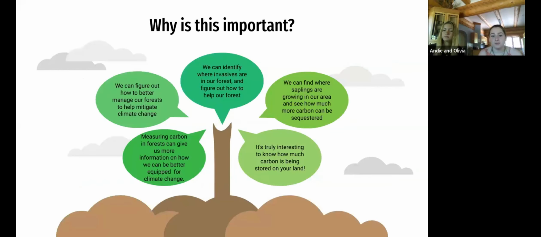Okay, so why is this important? So measuring carbon in forests can give us more information about how we can be better equipped to deal with climate change as a whole, and especially within our forests. So we can figure out how to manage our forests in a better way to help mitigate climate change. We can identify where invasive species are in our forests and we can figure out how we can help our forests to thrive. We can find where saplings are growing in our area and see how much carbon can and will be sequestered in the future. And then it's truly interesting to think and talk about how much carbon is being stored on the land you live on, you work on, or anything like that. It's always great information to have.